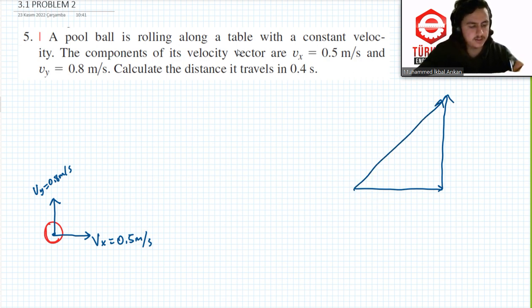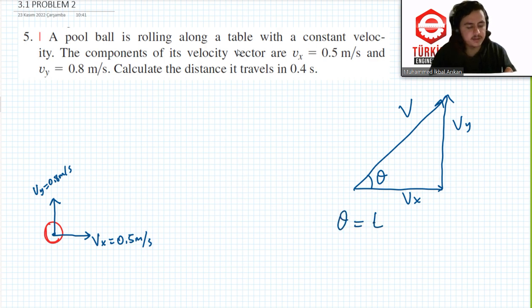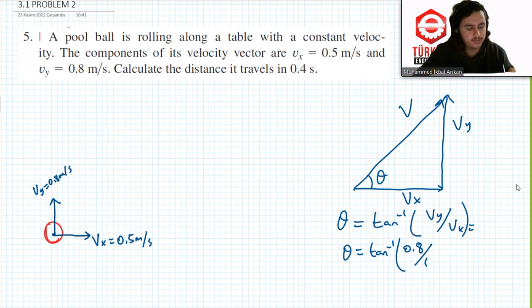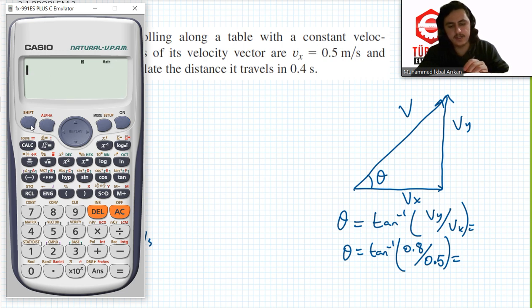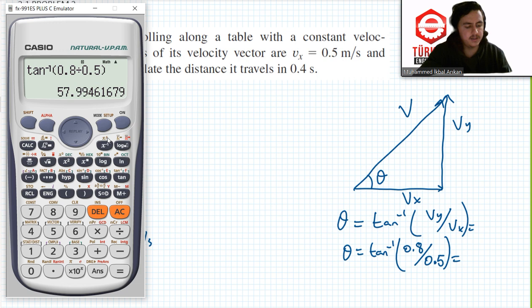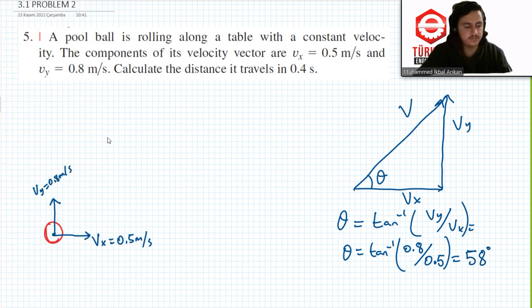So let's calculate this one. This is V, and this is Vy, and this is Vx. And I have here angle theta. So just start with theta. It is just the arctangent of Vy divided by Vx. So I know Vy and Vx, so theta will be equal to the arctangent of 0.8 divided by 0.5. That will be nearly equal to 58 degrees.